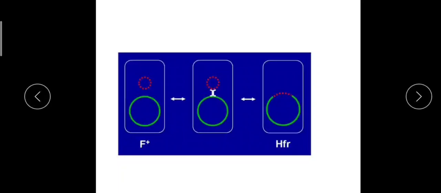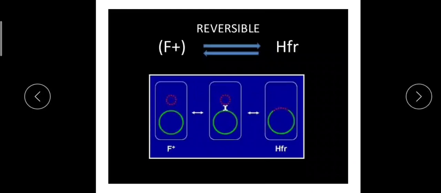That is called Hfr, that is high frequency recombinant DNA. The bacteria having this Hfr arrangement show a high frequency of recombination, and hence they are called high frequency recombination strains. This process is also reversible. The integrated plasmid can disintegrate again to form an independent plasmid.